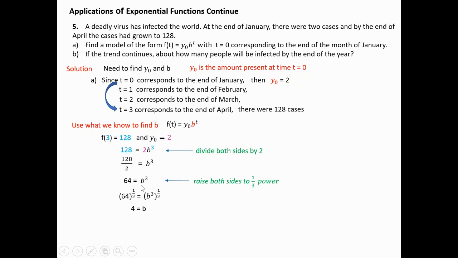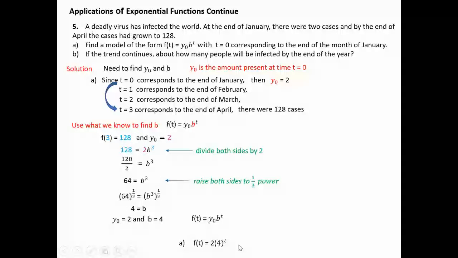So b will be 4 because 64 to the 1/3 power will give us 4. So b is equal to 4. So I already found my b and I already found my a, I mean my y0. My y0 is 2 and my b is 4. So let's plug into the formula. So this becomes my exponential formula. There's my y0 is 2 and my b is 4. So this is the answer for A part.